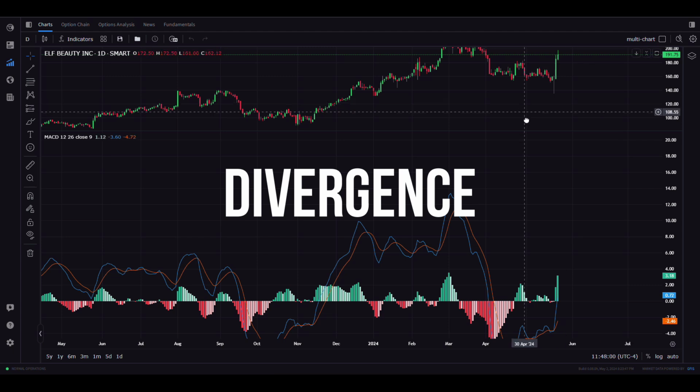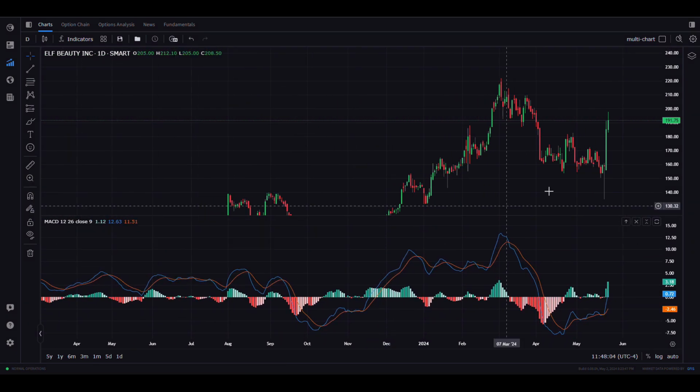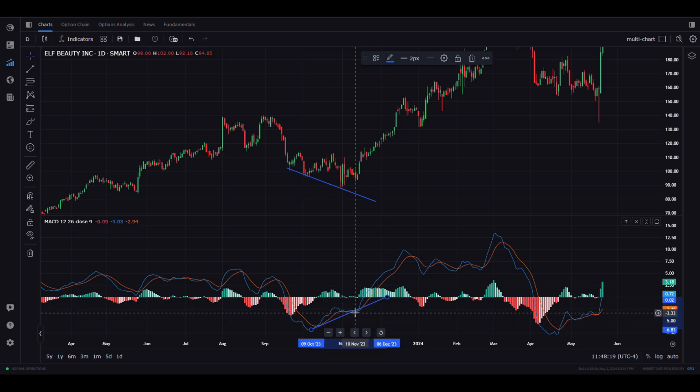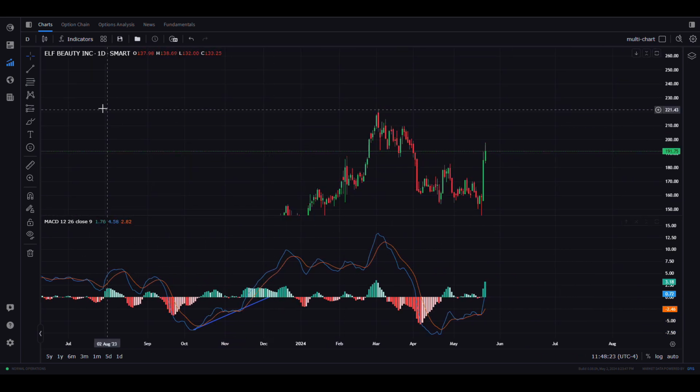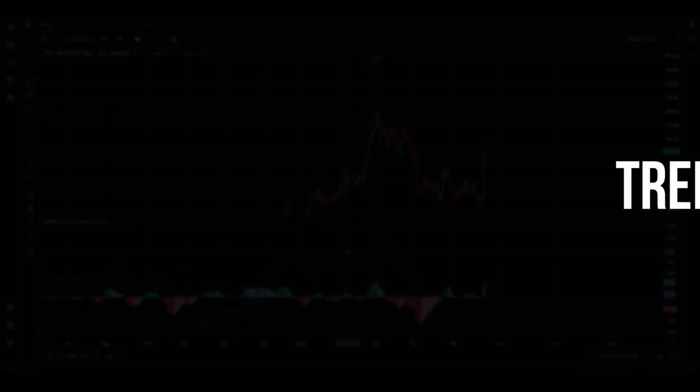Divergence. Divergence occurs when the price action and MACD histogram move in opposite directions, signaling potential trend reversals. Bullish divergence occurs when the price makes lower lows, but the MACD histogram makes higher lows, indicating weakening bearish momentum and potential upward reversal. Conversely, bearish divergence occurs when the price makes higher highs, but the MACD histogram makes lower highs, suggesting weakening bullish momentum and potential downward reversal.